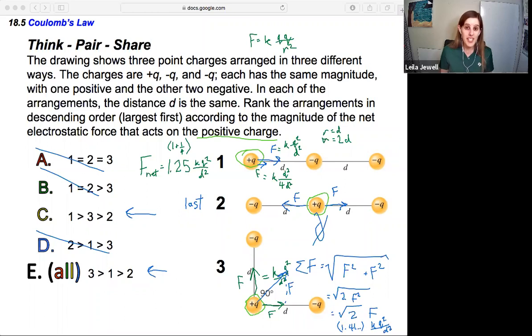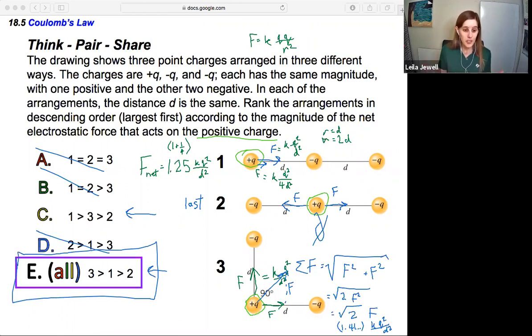But what this means is that arrangement 3 is larger. As mentioned, because both of the charges are closer, they have a much bigger impact because the denominator is squared. So distance is a larger factor than just pure direction. So it is going to be E. 3 is the largest, and then 1, and then 2.